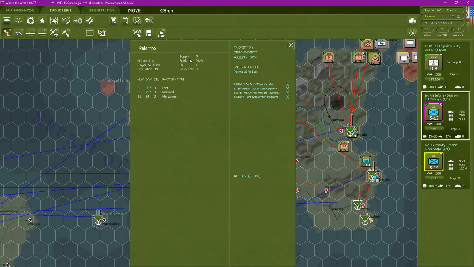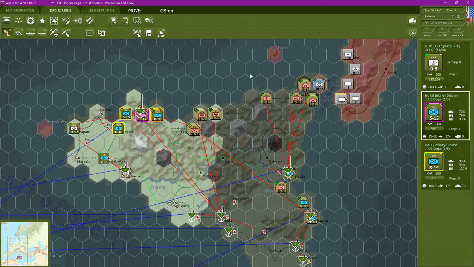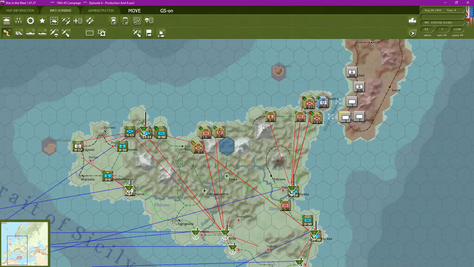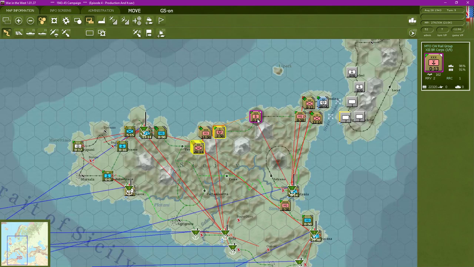Okay, so we have a lot of fuel in here. I mean, we did have a lot of supply and fuel from what we captured, which was amazing. Okay, preparation is underway. Sweet. Okay.